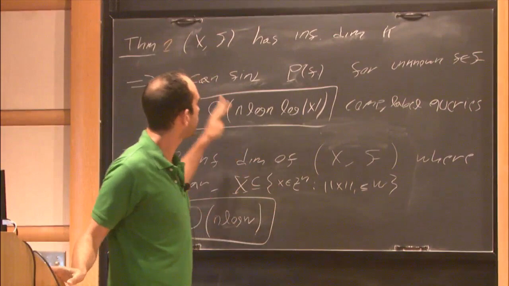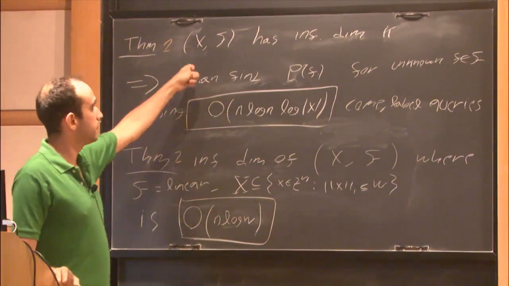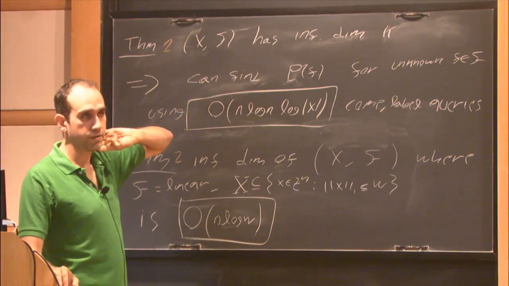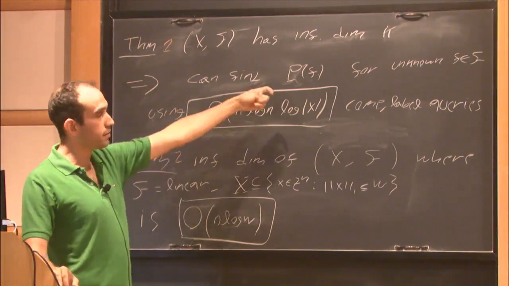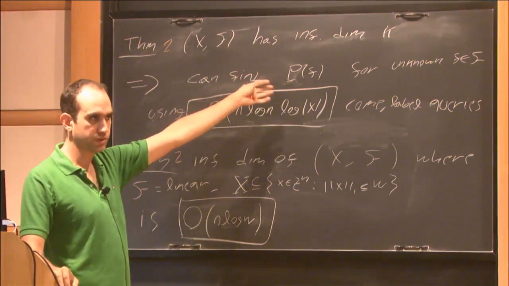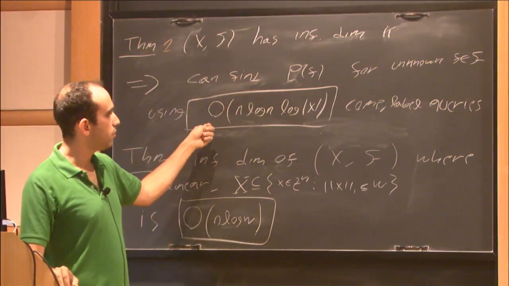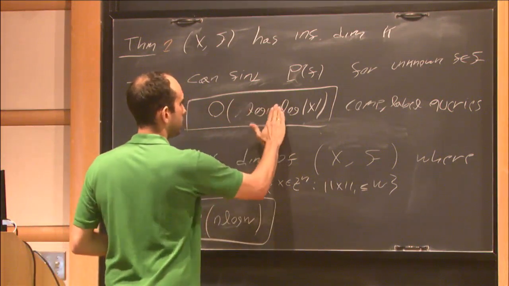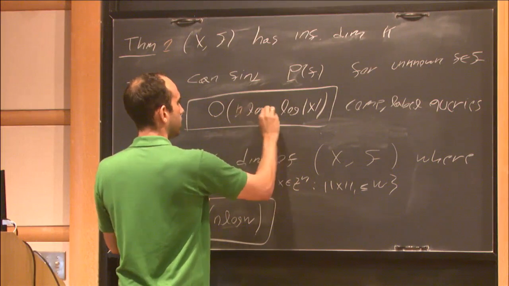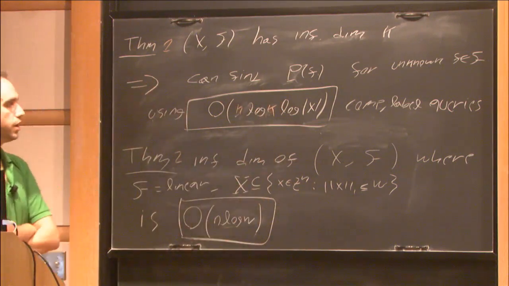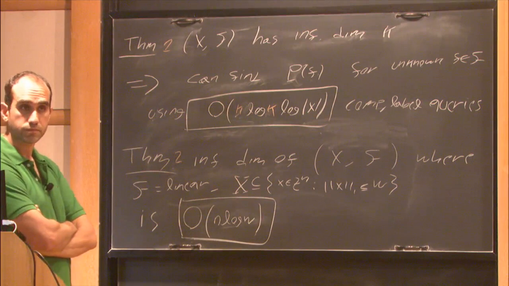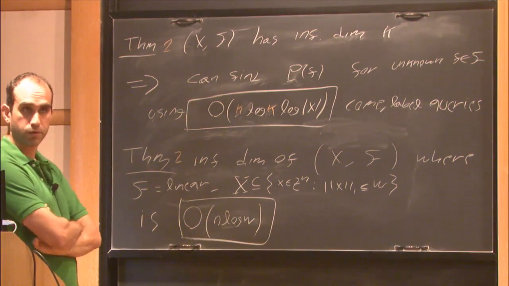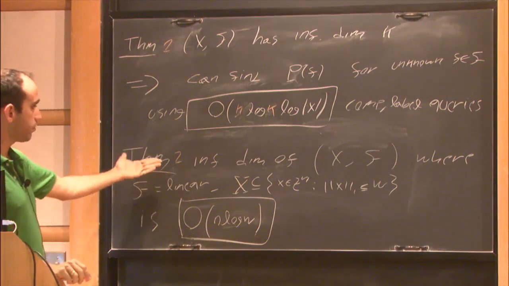So the first theorem we will prove is that if x and f have inference dimension k, then we can find P of f, the partition for some unknown f in F, using order of k log k, log the size of X, comparison and label queries. And the second theorem.